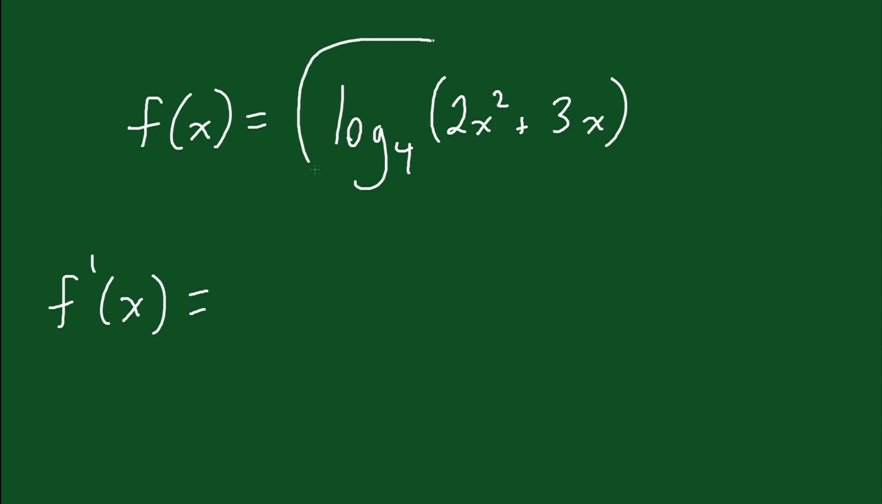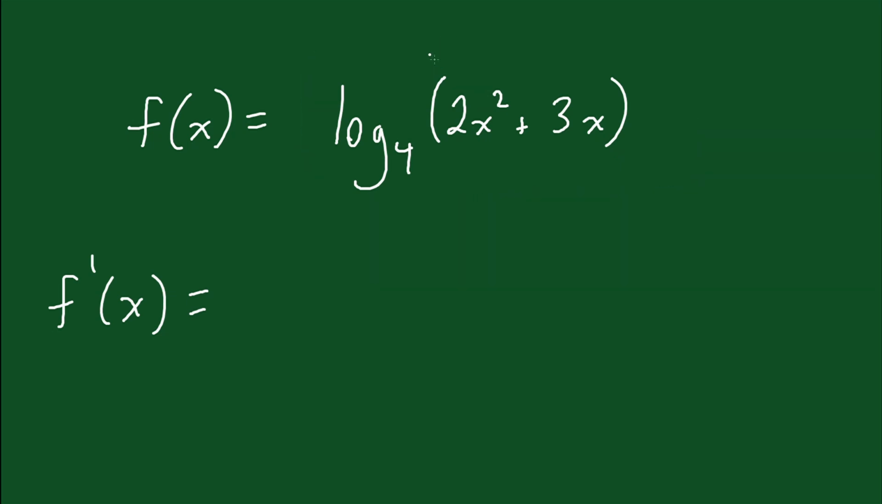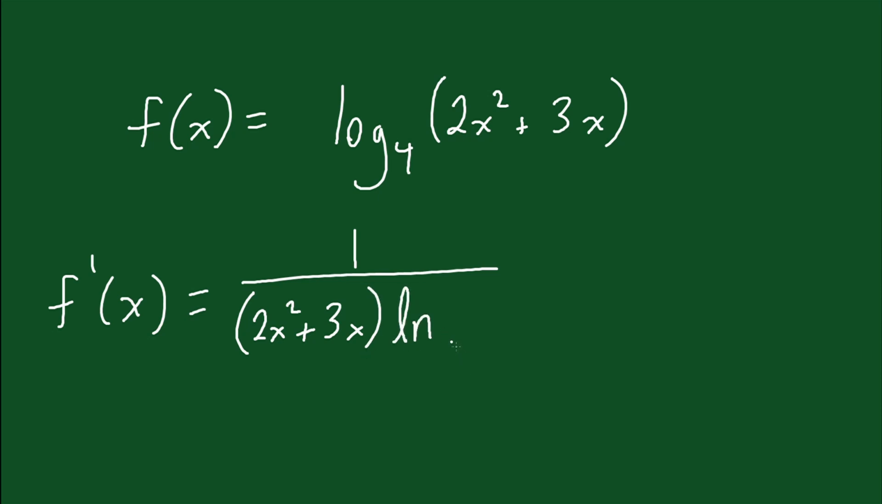Well, again, most broadly, on the outside, we would say this is a logarithm. So how do you take the derivative of a logarithm? You simply say 1 over, usually it's x, whatever this thing is. So I'm going to put that thing first, 2x squared plus 3x, multiplied by the natural logarithm of the base of 4. Right, that follows the pattern.